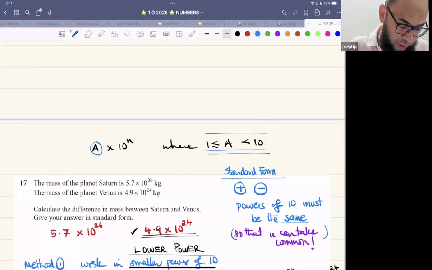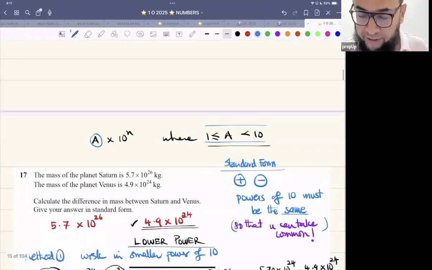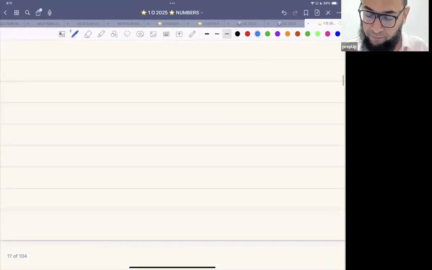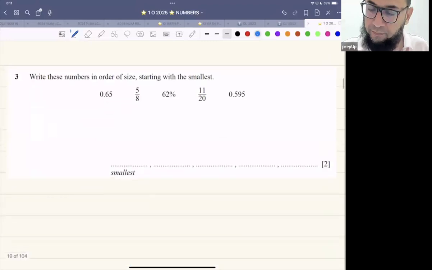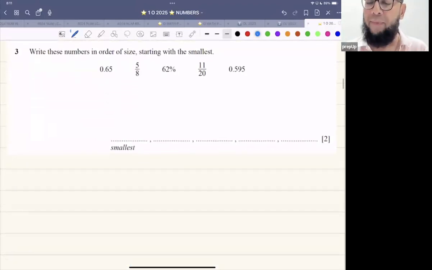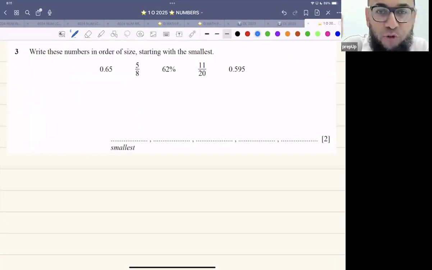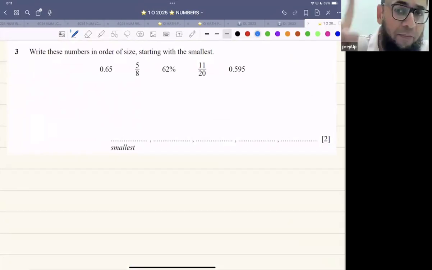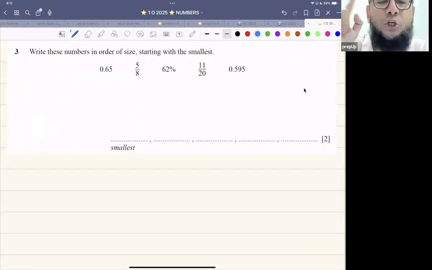Okay, so I think it's all set. Okay, so now let's move ahead. Write these numbers in order of size starting with the smallest. So I just need to get some water to drink. So I'll ask you to try out this question for 2 minutes. The number of marks is number of minutes. Try it out and then I'll show you the solution. Let me pause the recording.